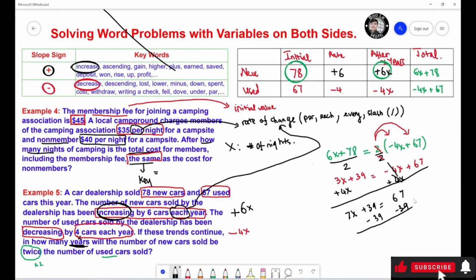Make sure you check out the previous videos about two-step equations, one-step equations, and multi-step equations. So this one and this one cancel out. So 7S equals 67 minus 39, which is 28. Divide both sides by 7, so S should be equal to 4. So after 4 years, the number of used cars and the number of new cars should be the same.